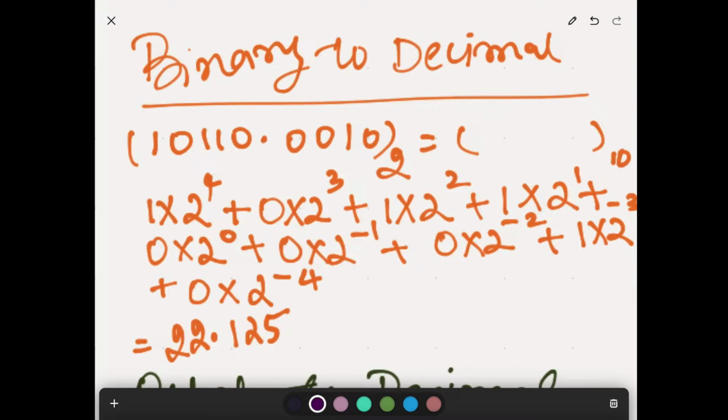Okay, so in the last video, we completed part one of conversions. In this video, we are going to be continuing with them, and this would be part two of the conversions.